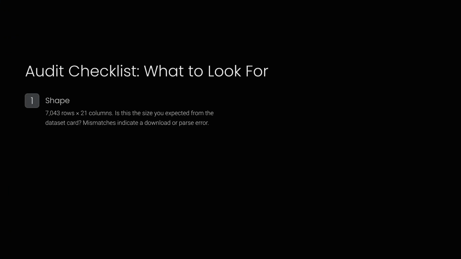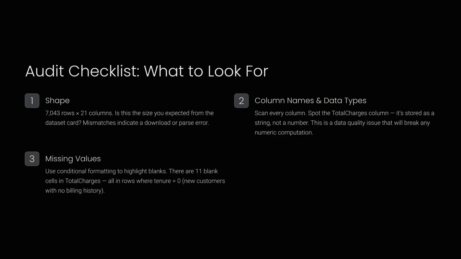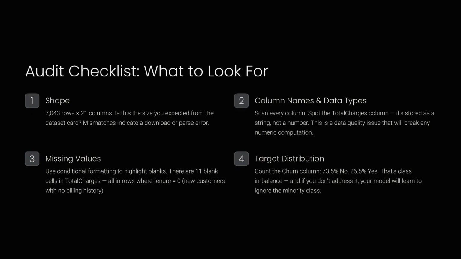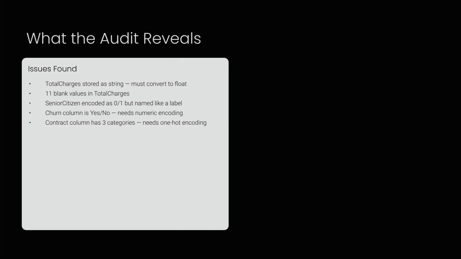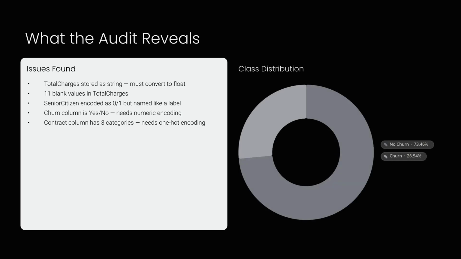The audit checklist includes checking the shape to ensure consistency with the dataset card. Inspect column names and data types, noting issues like total charges being stored as a string. Identify missing values and analyze the target distribution to understand class imbalance. The audit reveals issues that require cleaning. Total charges is stored as a string, has 11 blanks, and some categorical columns need encoding. The class distribution shows a 26.54% churn rate, indicating an imbalance that needs to be addressed.